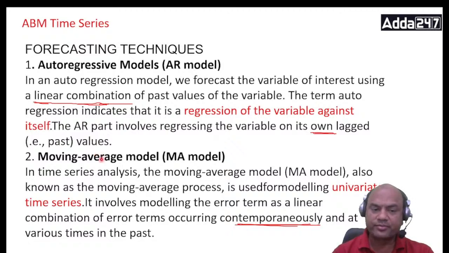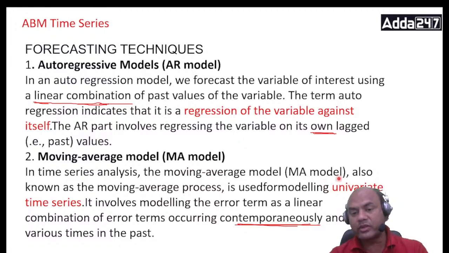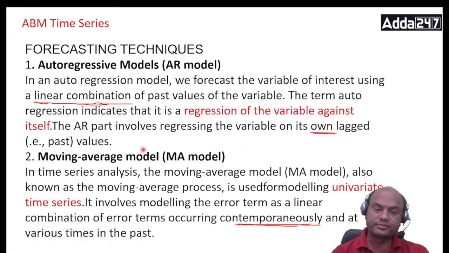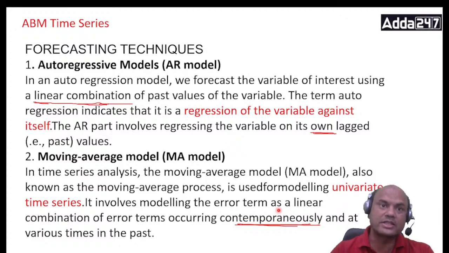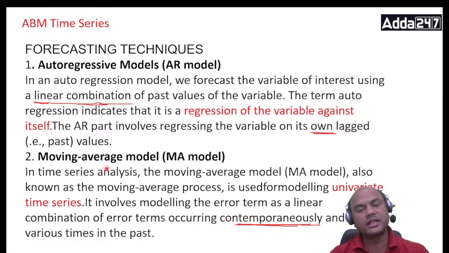MA means what? Moving average. In time series analysis, the moving average, also known as the moving average process, is used for modeling univariate time series. See, this word univariate will be there in moving average. It involves modeling the error term as a linear combination of error terms occurring contemporaneously. What is this contemporaneously? Big word. It means the latest one; whichever is the latest will get the highest weightage at various times of the period. So from the exam point of view, remember auto-regressive means linear combination and own lagged. Moving average means univariate, and if they give you the word contemporaneously, then it is MA.